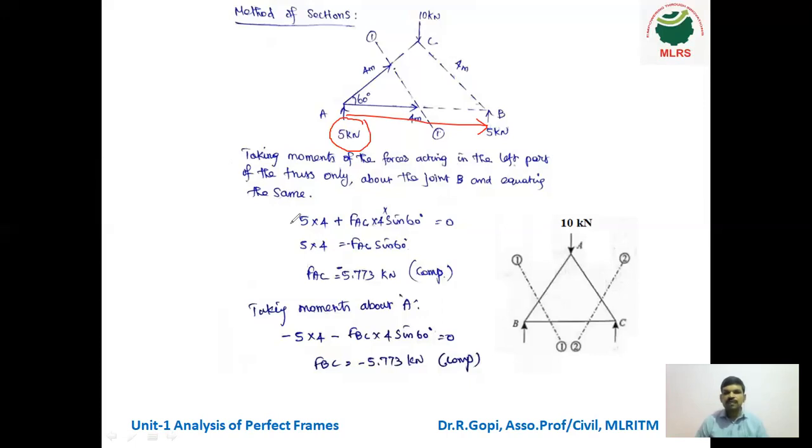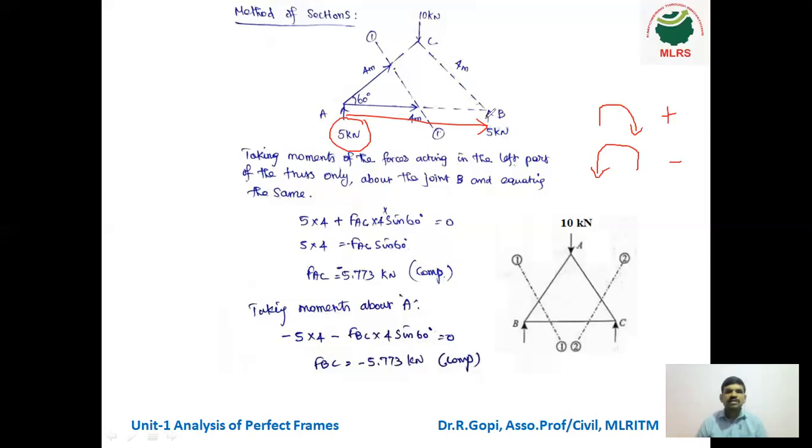So the answer will not vary. Okay, that is your wish. For this method of sections, I assume the clockwise direction is positive, so the anti-clockwise direction is negative. Now you can see here 5 into 4, it is a clockwise direction moment.